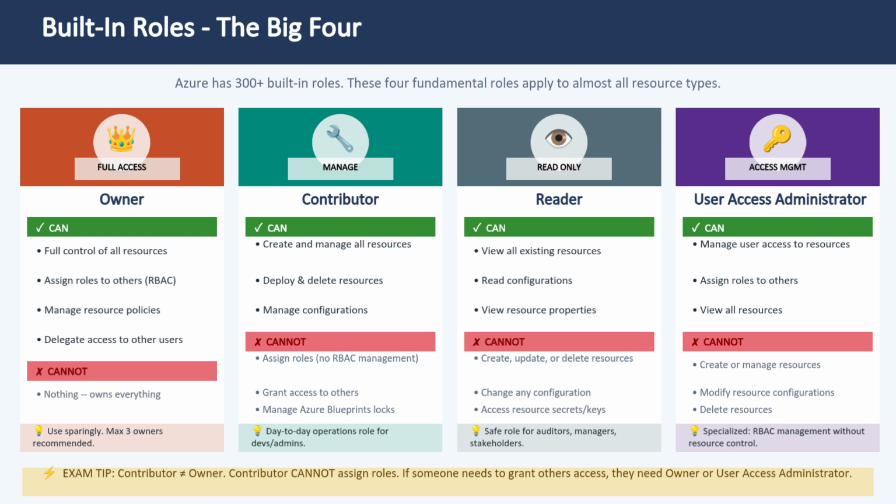Exam pattern. Watch for questions that try to trick you into picking owner when contributor is sufficient, which violates least privilege, or questions where someone needs to grant access, which requires owner or user access administrator, not contributor.